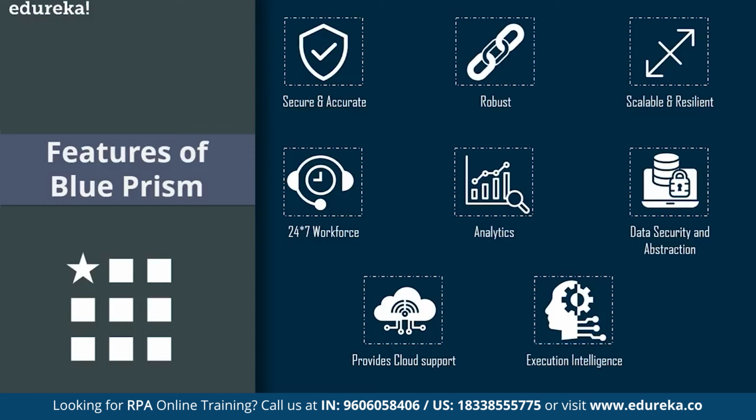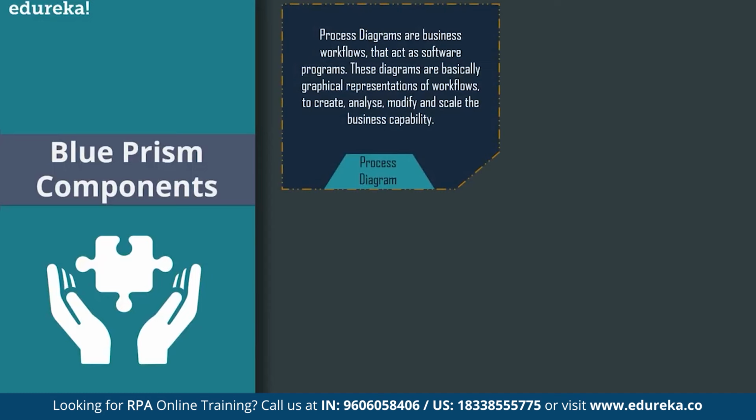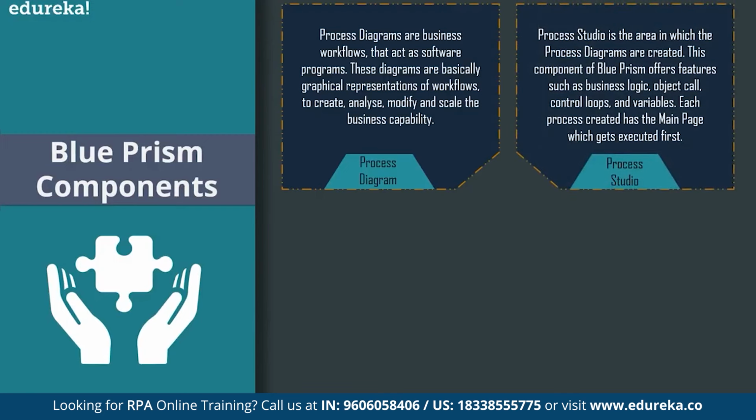So now that you know so much about Blue Prism, let me just quickly cover the main components of Blue Prism. There are mainly four components of Blue Prism that you need to understand: the process diagram, the process studio, the object studio, and the application modeler. Process diagrams are basically business workflows that act as software programs. Since Blue Prism is based on Java, these diagrams utilize the core programming concepts and create the operational process flows like flow charts, right? So these diagrams are basically graphical representations of workflows to create, analyze, modify, and scale the business capabilities.